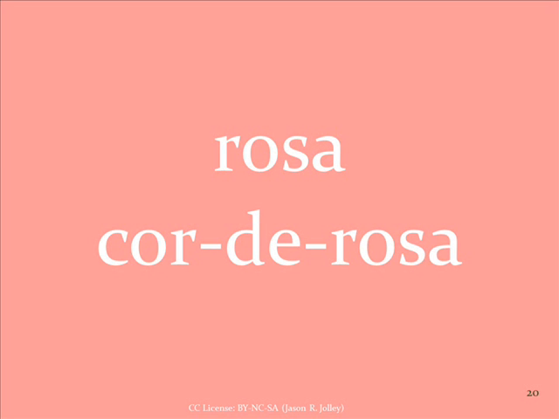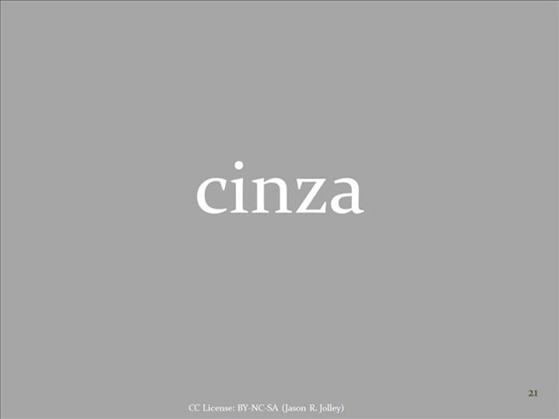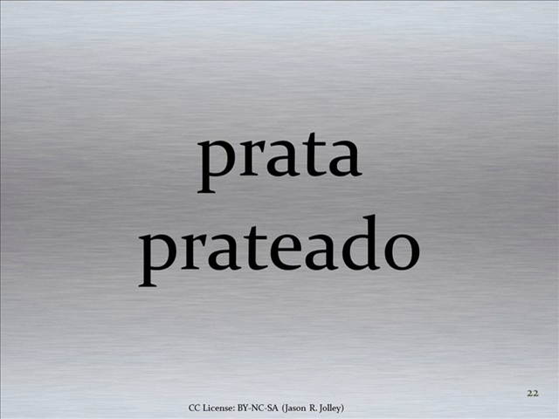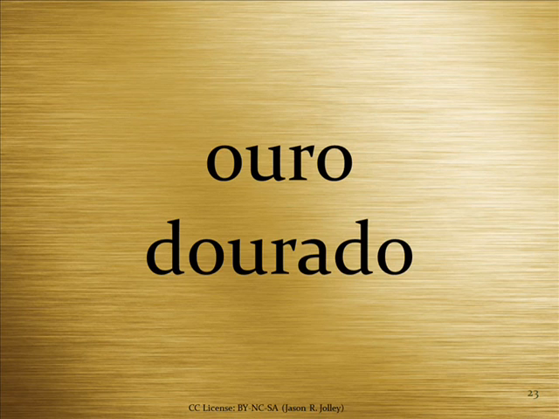Pink. Couple of terms. Probably the most common you'll hear is cor-de-rosa. Or just rosa. Gray is cinza. Silver is prateado or prata. Gold is dourado. The material is ouro. So the color, dourado.